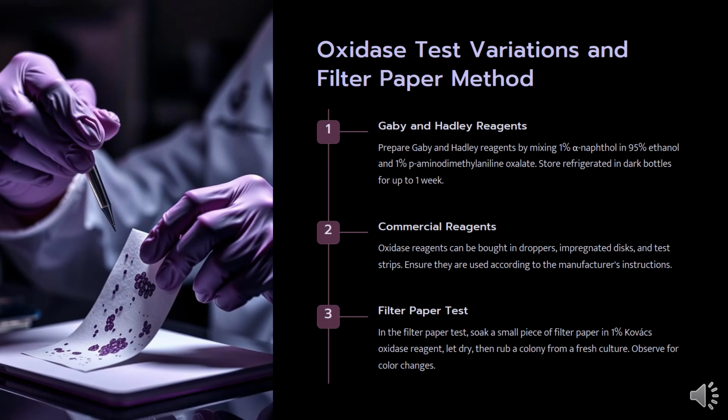Filter paper test. In the filter paper test, soak pieces of filter paper in 1% Kovacs oxidase reagent. Let them dry, then rub the colony from a fresh culture onto it. Observe for color change.